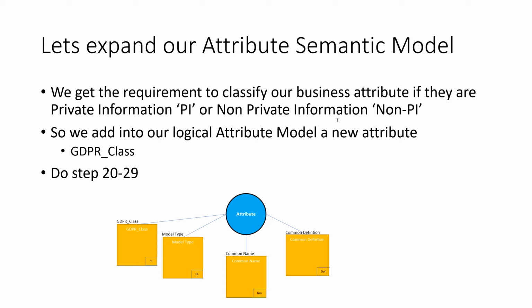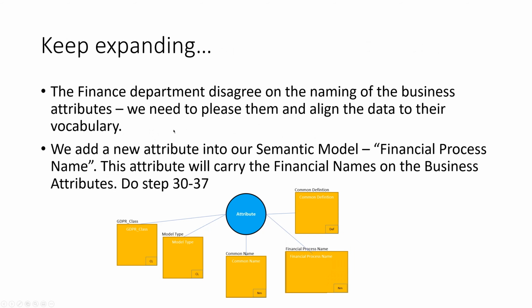So we added the GDPR clause, we classified our business attribute, and then we're able to use that when we're going to show the data. So let's continue. And we're going to keep expanding our semantic model to have even more possibilities to describe the data.